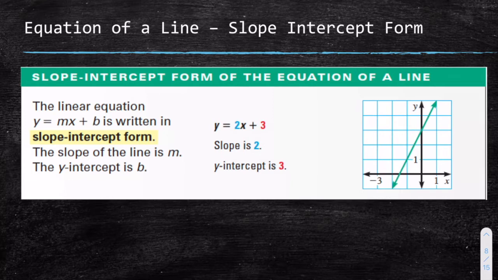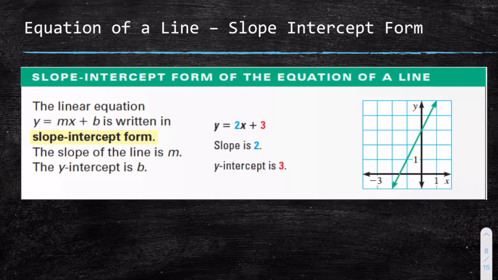So moving on to the next topic, we're going to be talking about the slope-intercept form. You recall that in class, I would always say, what is the equation of a line? And you would respond, y equals mx plus b. Well, that's something that hasn't changed. The linear equation, y equals mx plus b, is written in slope-intercept form. And the slope of the line is represented by the number that is in front of x, and that's m.